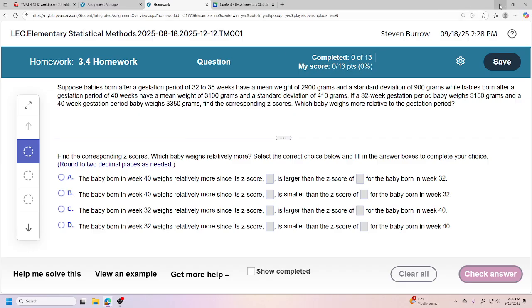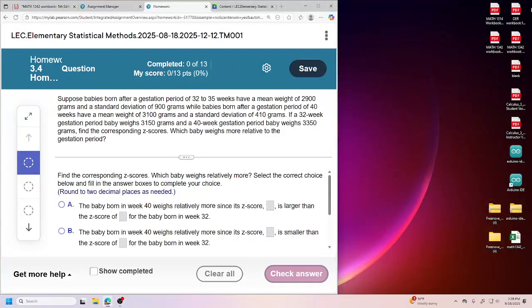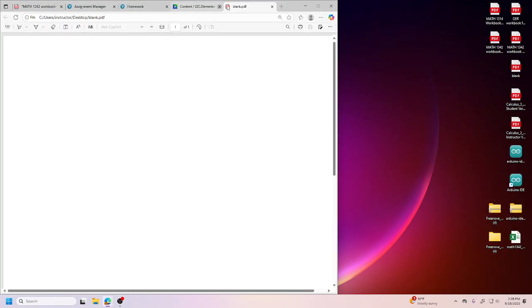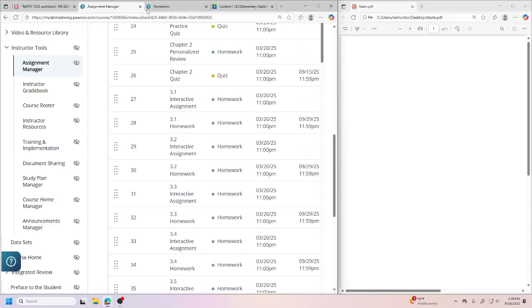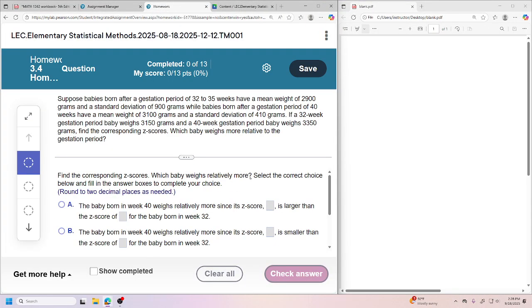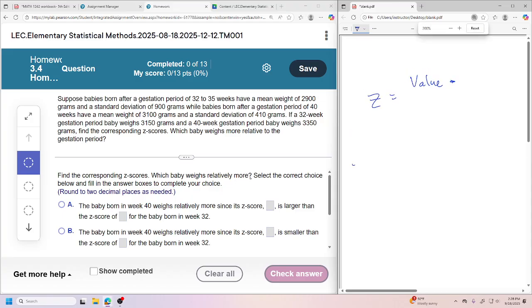Let me pull up, because this is more of a manual thing, and we'll get the calculator here in a minute. But I want to look at doing this a little bit by hand. So let me get my drawing thing. This is number 1. Awesome. So I'm going to zoom in because I think this is going to be too small. So a Z is what they're looking for. Z-score is value minus the mean over the standard deviation.